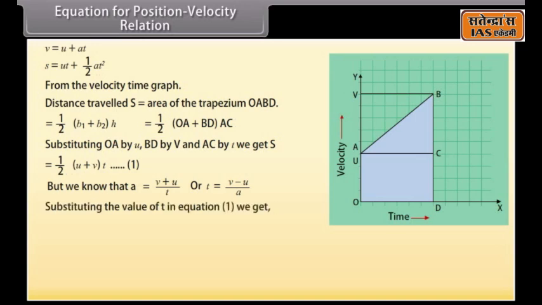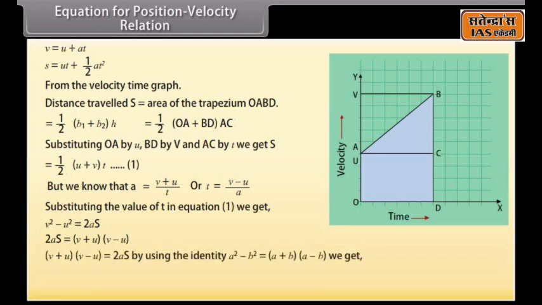Substituting the value of t in equation 1, we get 2as is equal to v plus u into v minus u. By using the identity a square minus b square is equal to a plus b into a minus b, we get v square minus u square is equal to 2as. This is the third equation of motion.